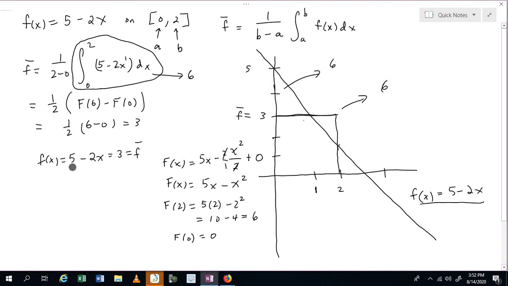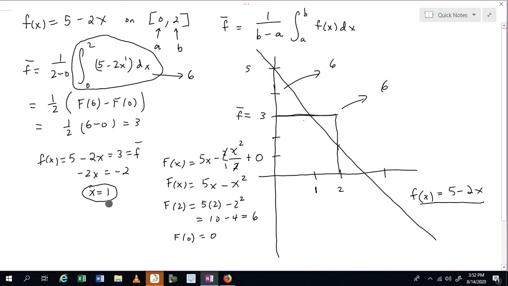Okay, so in other words, when does this function 5 minus 2x equal 3? And we can solve for that. Just subtract the 5 over, and then divide both sides by -2, and you can see that apparently it occurs when x is equal to 1.